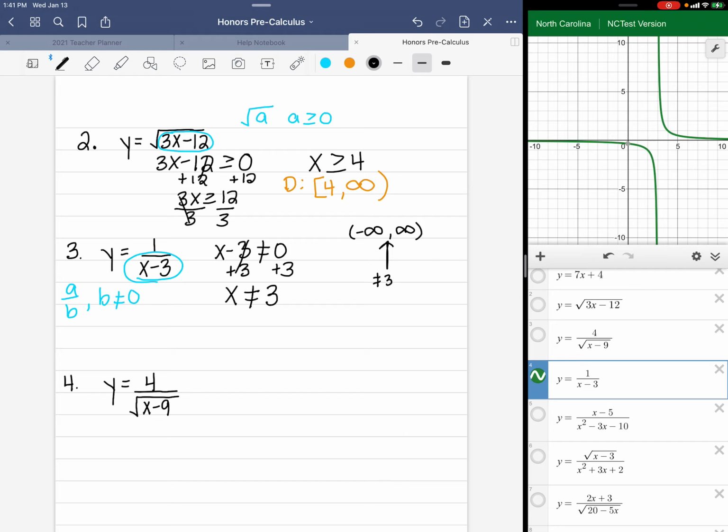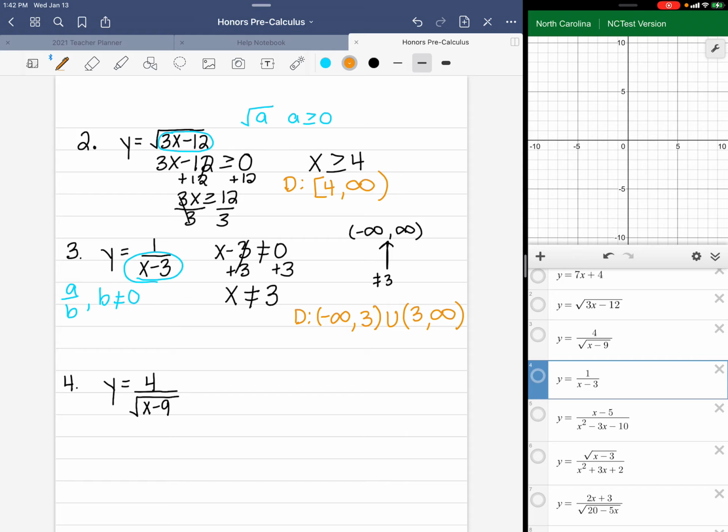So if I have a vertical asymptote at 3, then I'm going to start my domain over, and this is going to be negative infinity to 3, parentheses, because it can't be equal to 3, and I'm going to pick back up on the other side of 3 and then go to positive infinity. So when you have a not equal to, you're going to take that not equal to and split up your domain that was negative infinity to positive infinity.